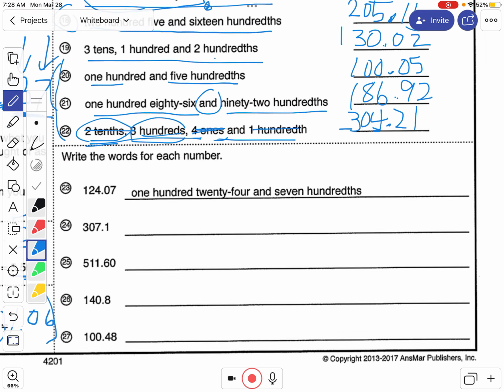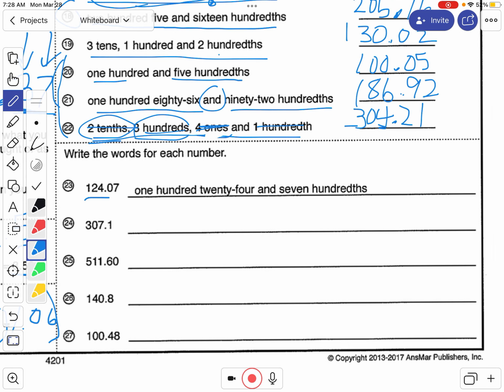Now we're going to write the words. This is 124. Say and for the decimal. 7 hundredths. 124 and 7 hundredths. Don't forget that TH. All right, pause the video. Do the last 4 and then turn it back on when you're ready for the solutions.